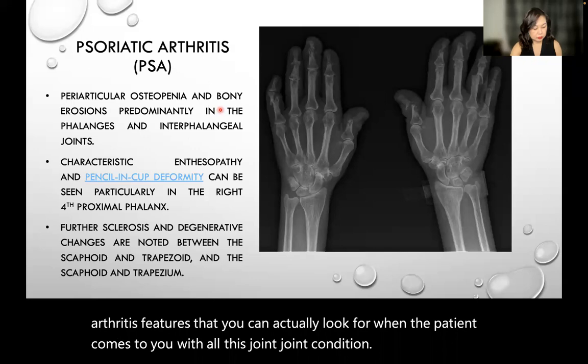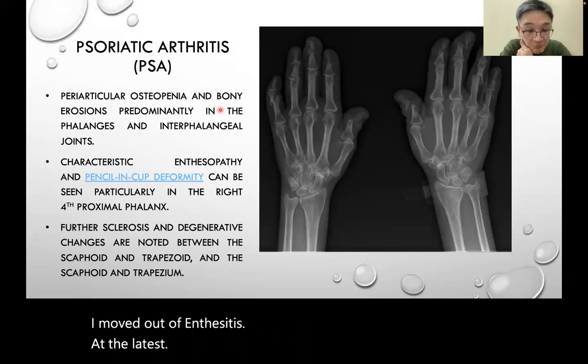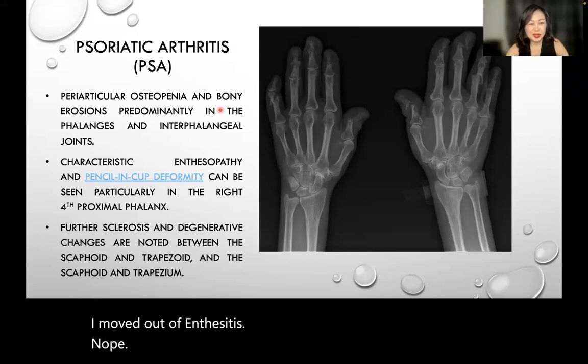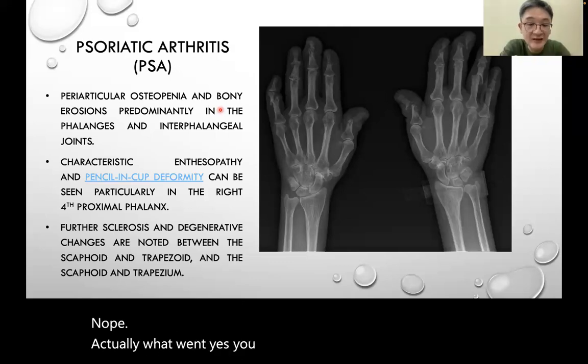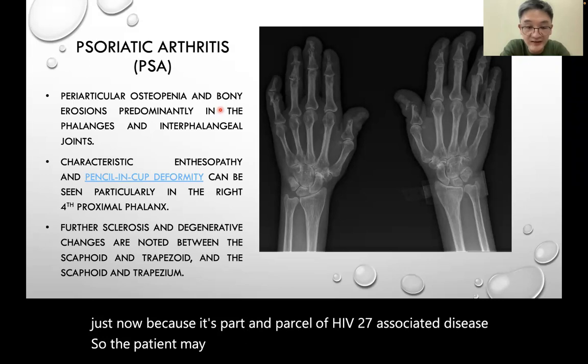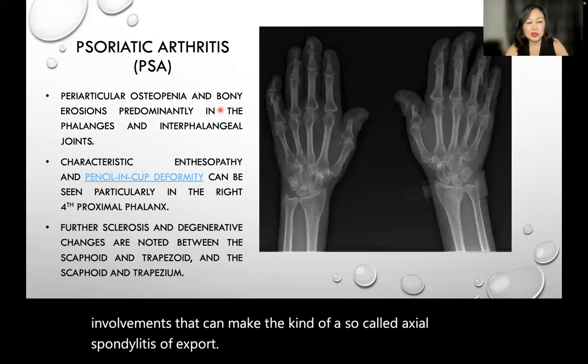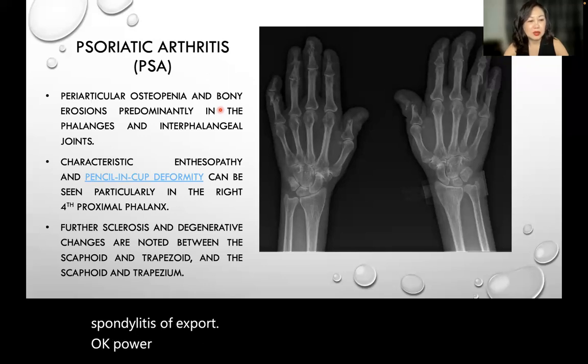No? Anyone? Have you heard of enthesitis? Dactylitis? No? Axial involvement? Yes. Uveitis? Yes, correct. Like I mentioned just now, because it's part and parcel of HLA-B27 associated disease, the patient may have non-infectious uveitis, so acute red eye, or axial involvement that can mimic the so-called axial spondyloarthritis. Okay. Bowel inflammation? Yes. Inflammatory bowel disease, correct?